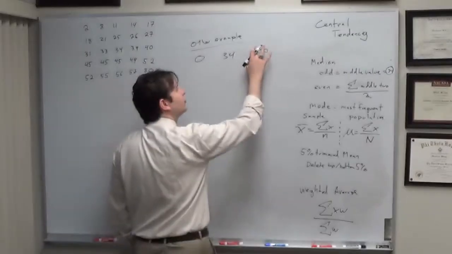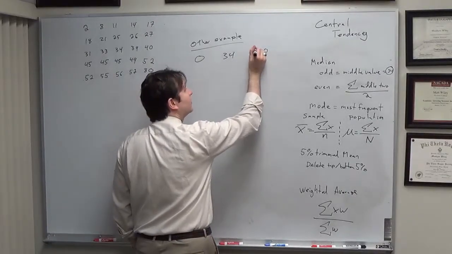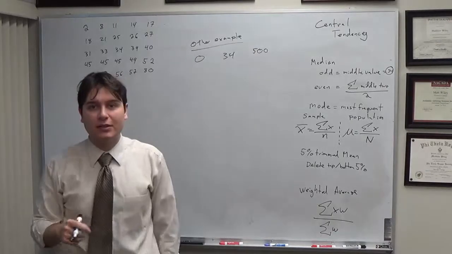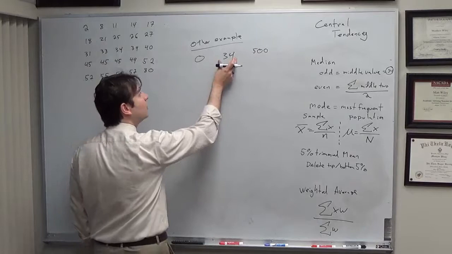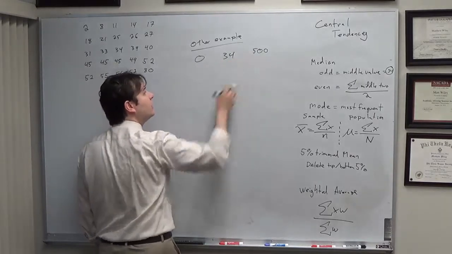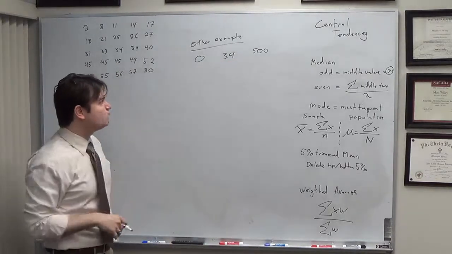Let's make this more extreme. Let's say we've got a Bill Gates there or something. I don't know what Bill Gates makes in a year. Let's say he makes 500K. Again, 34 is the number in the middle, but he's a lot closer to this 0 than he is to this dude making 500K.